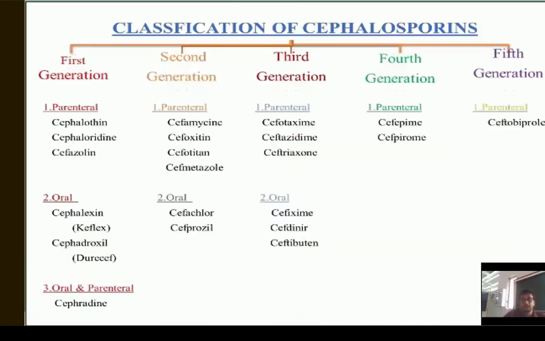Next, classification of cephalosporins. Cephalosporins are classified according to generation: first generation, second generation, third generation, fourth generation, and fifth generation. Within each generation, they are classified according to route of administration: parenterally, orally, and both orally and parenterally. In the first generation, parenteral drugs include cephalothin, cephaloridine, and cefazolin; oral ones are cephalexin and cefadroxil; and given both orally and parenterally is cephradine.